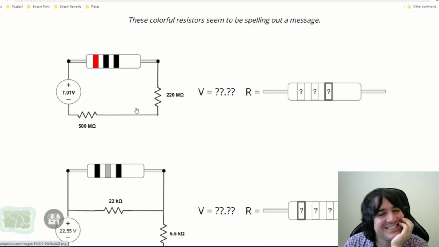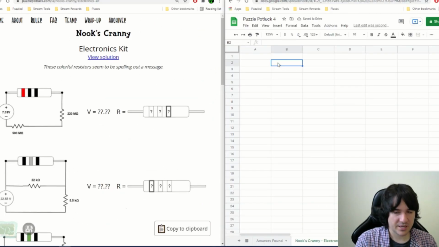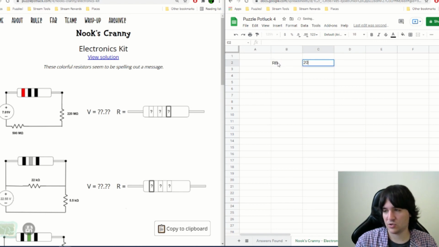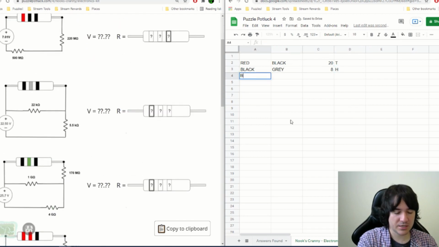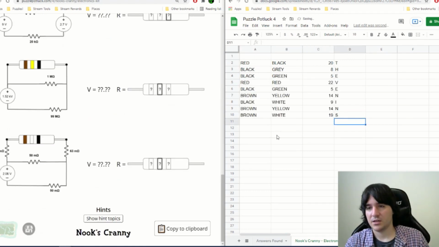Tab stop. Alright, so first we have red, black, which gives us 20, which is a T. Black, gray is 0, 8, which gives us an H. Then we have black, green, which is 5, which is an E, an S.